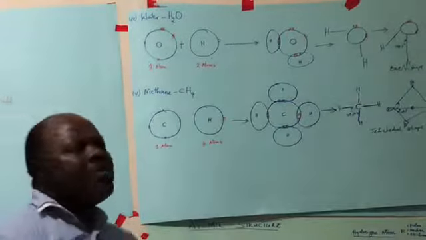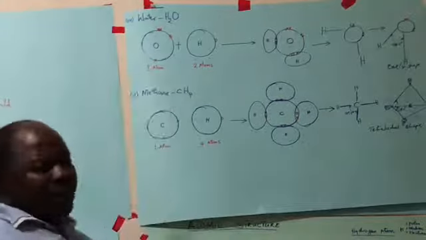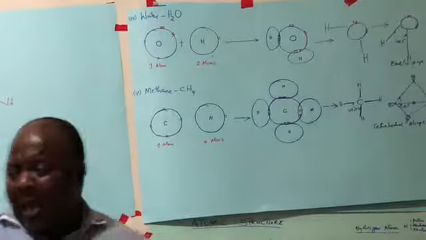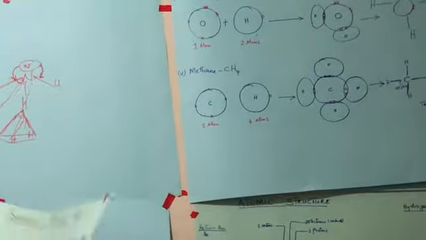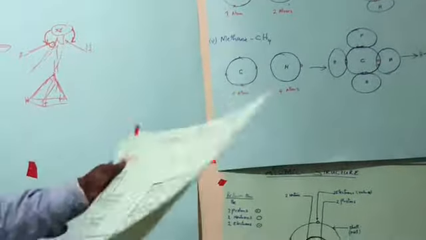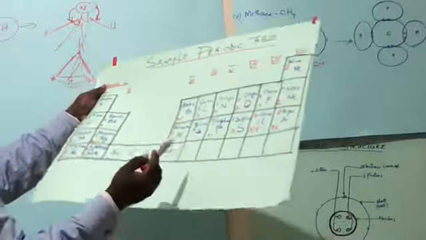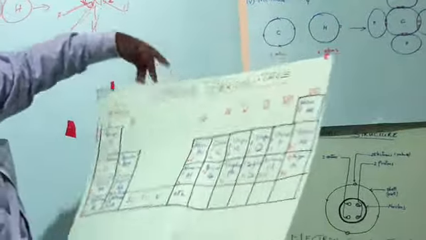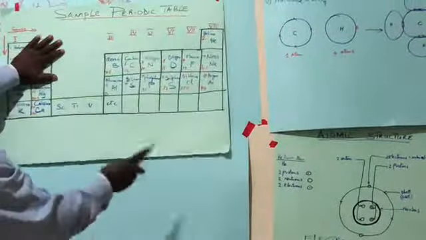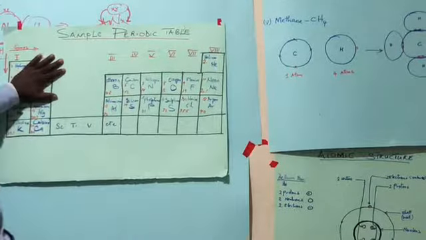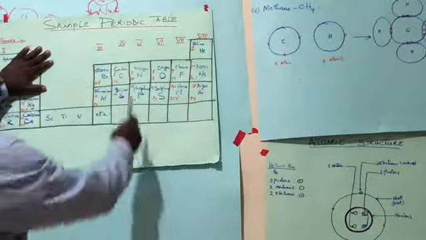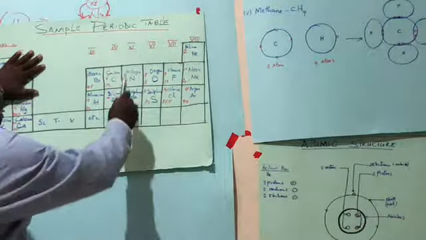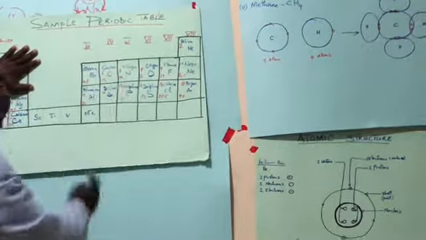Now, how many electrons are in oxygen? How many valence electrons are there? Again, I refer you back to the sample periodic table, which is not to scale. This is hydrogen, this is oxygen. Oxygen belongs to which group of the periodic table? Oxygen is group 6 of the periodic table, and it has atomic number 8, showing that it has 8 protons, 8 neutrons, and 8 electrons.